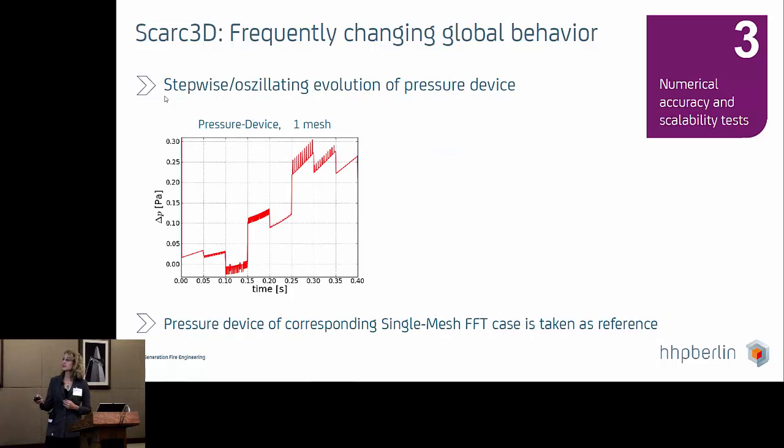Well, here you can see the cost of the single mesh pressure device. It's very stepwise, it has a lot of jumps, and each jump corresponds to a time when the inflow conditions were changed. And additionally, you can see a lot of oscillations. So it shouldn't be easy to reproduce that with the multi-mesh solvers.